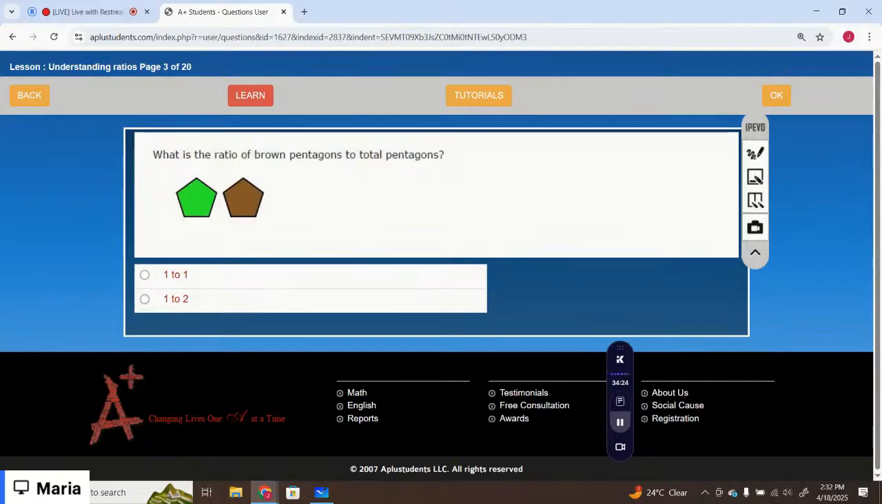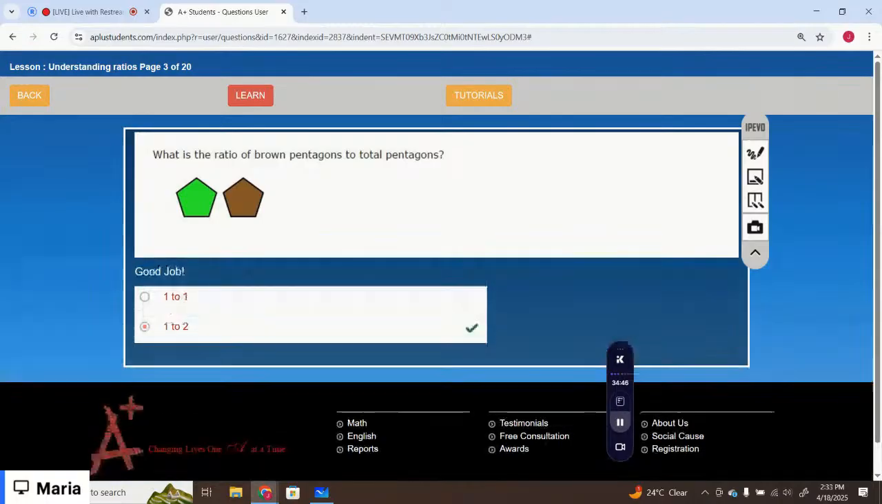What is the ratio of the round pentagons to total pentagons? One to two. We have one round pentagon and total pentagons are two. So that is 1 to 2. Option number 2 is the correct option.